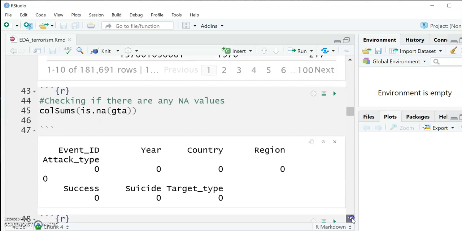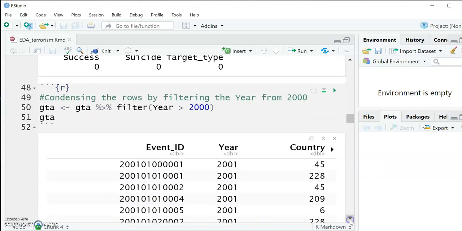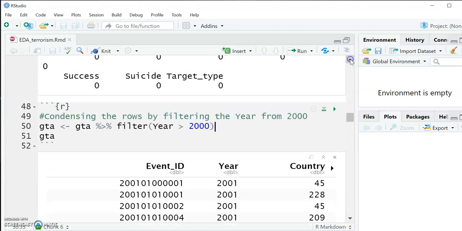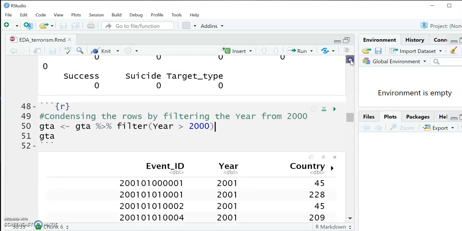And here you can see that I have checked the NA values in each column. We can see that there are 0 NA values in each column. Also, I have considered the years which are greater than 2000, because I'm interested in looking at the terrorist attacks which have happened recently, from 2000.